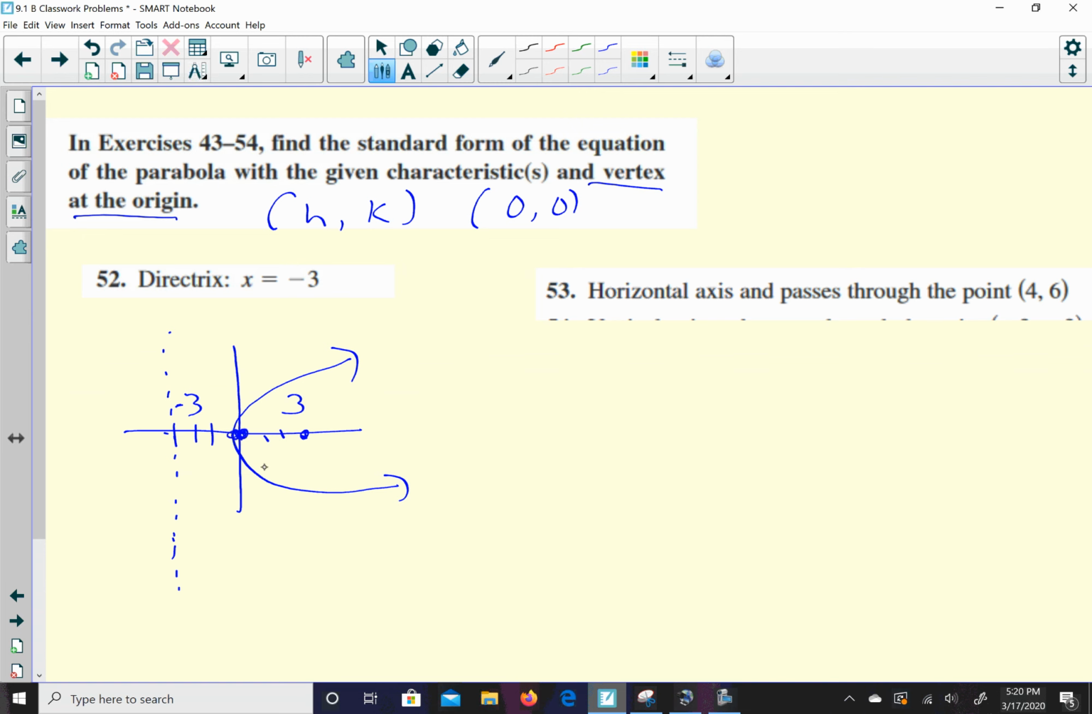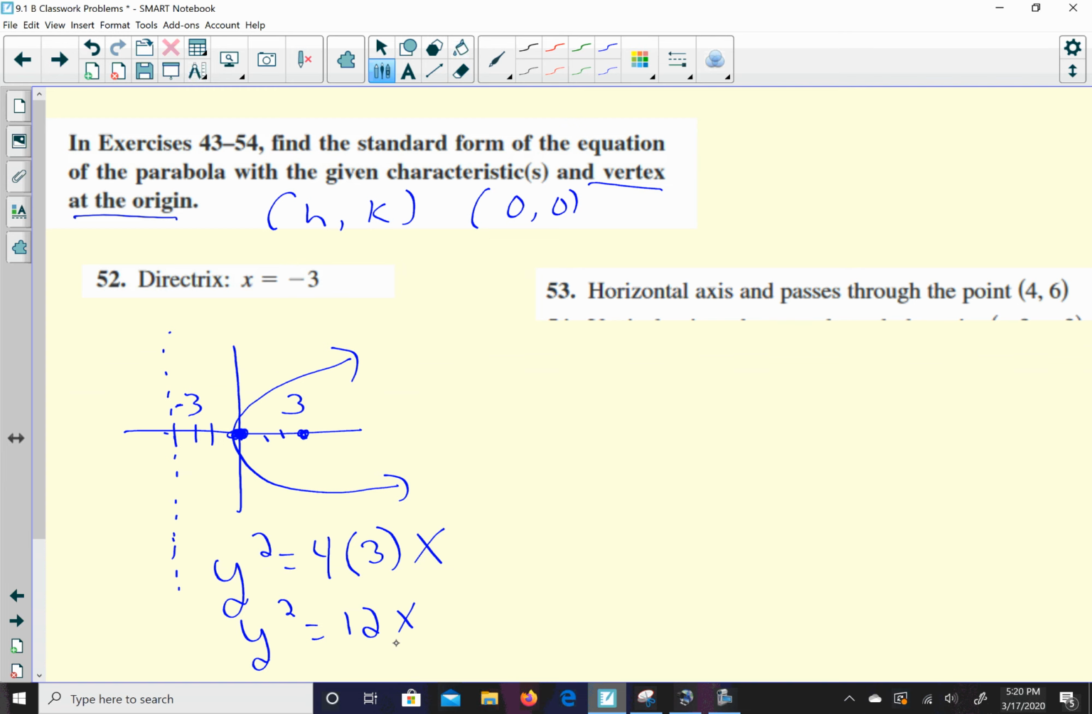Since it lays on its side, it's opening to the left or the right, the y is going to be squared. So I'm going to have y squared is equal to 4, and in this case, the p is the distance between my vertex and my focus, which is 3, and then I'm going to have x. My final form in simplified form is going to be y squared is equal to 12x.